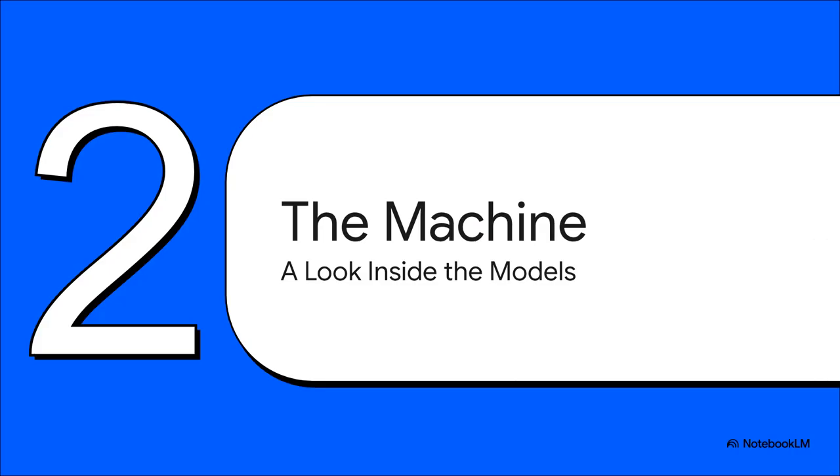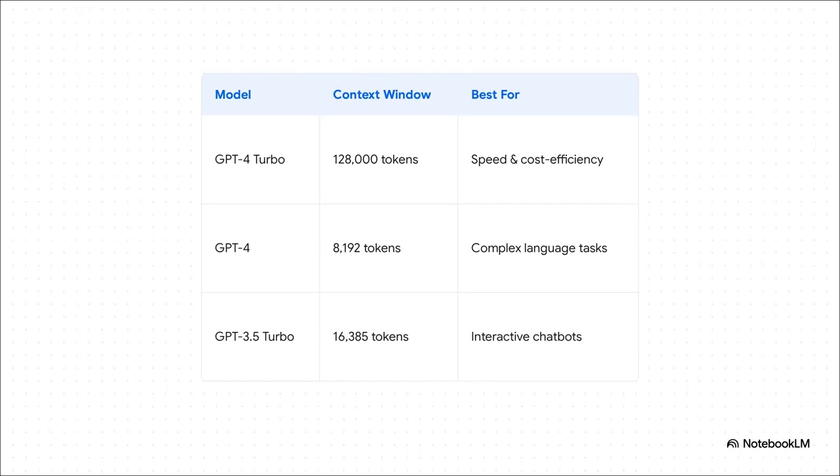Great. So we know the difference between the engine and the car. Now, let's look under the hood at the different types of engines, or models, that power these incredible tools. Each of these models has something called a context window. The easiest way to think of it is like the AI's short-term memory. It's measured in tokens, which are basically just pieces of words, and the size of that window determines how much information the AI can actually handle at once.